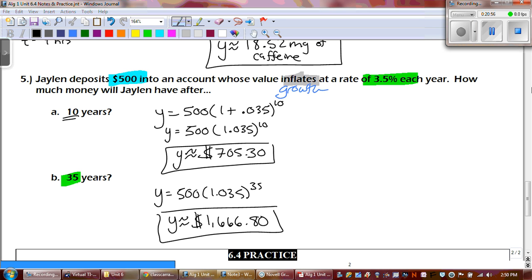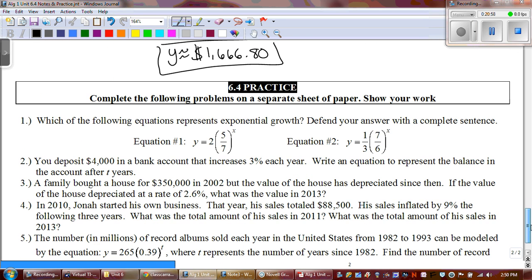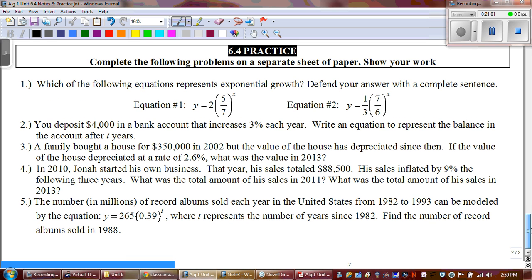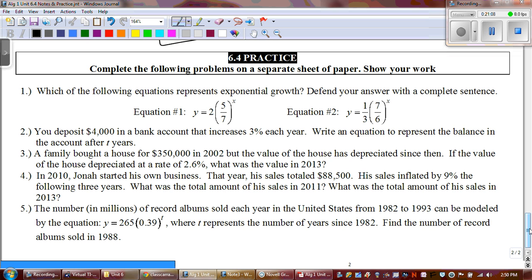Okay, now your homework is at the bottom, 6.4 practice. Now, you have a test coming up on Friday. So if you need help, you need to come in and get it. All right? We'd love to help you out.